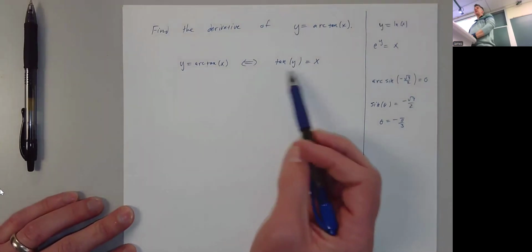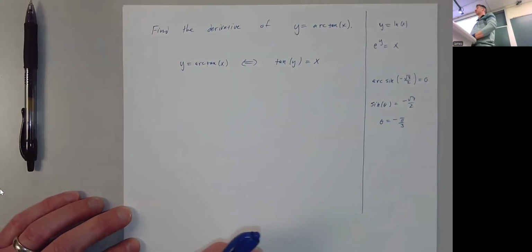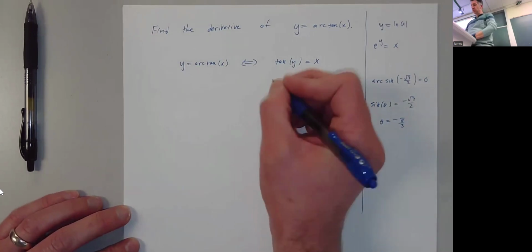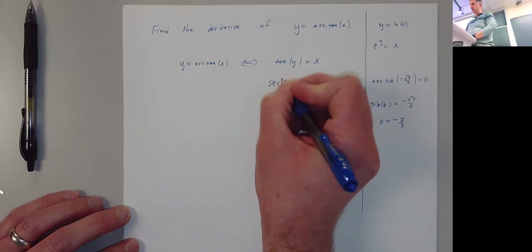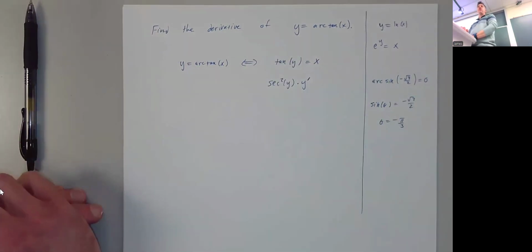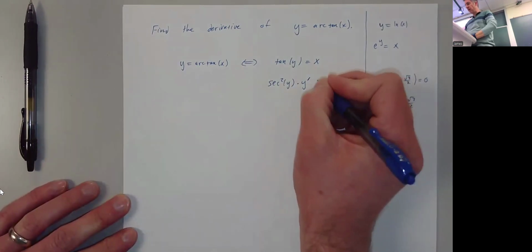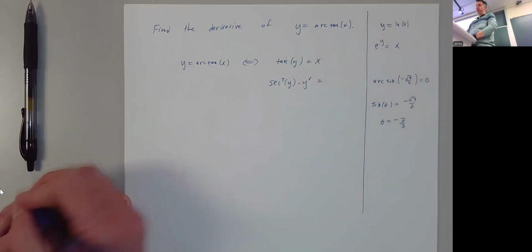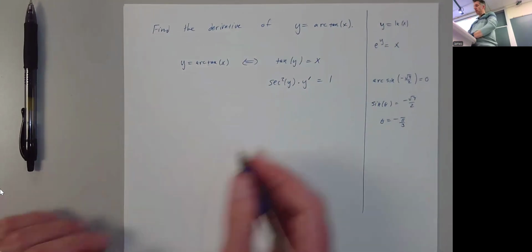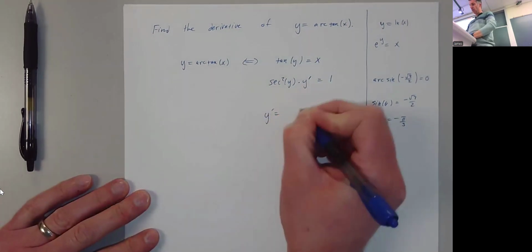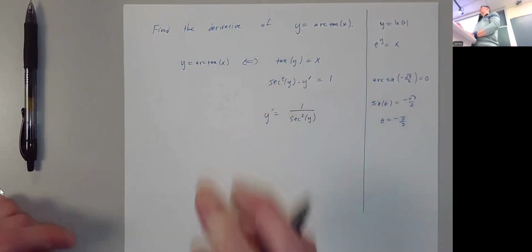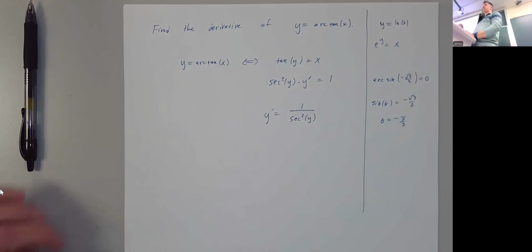Now, the thing about this equation is I know how to differentiate both of those functions. What's the derivative of tangent of some stuff? Secant squared of the stuff times the derivative of the stuff. What's the derivative of x? 1. And now we can solve for y prime. We're going to get y prime equal to 1 over secant squared of y. Normally, I would write this as cosine squared, but it's actually not in our interest to do that.